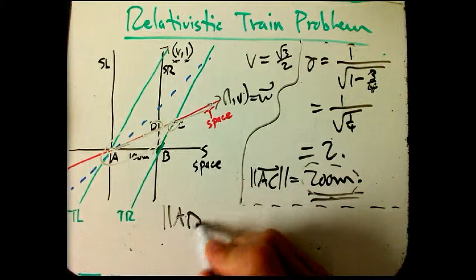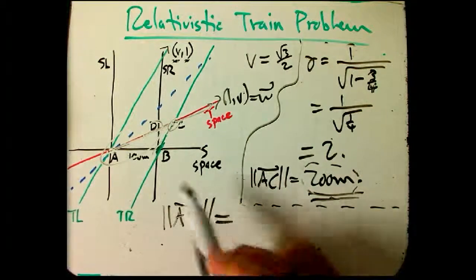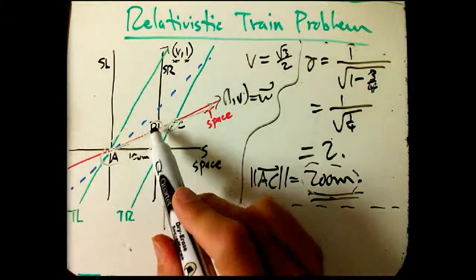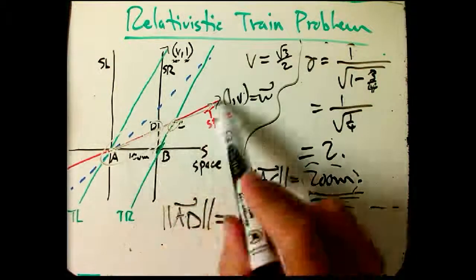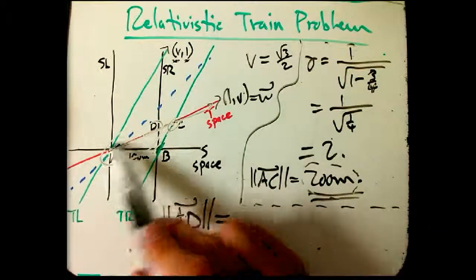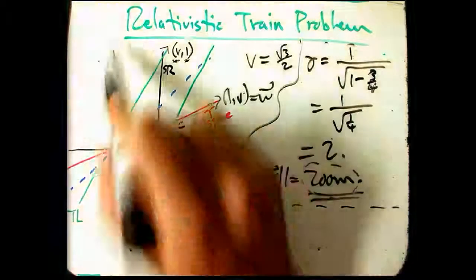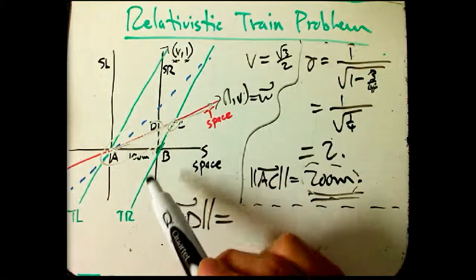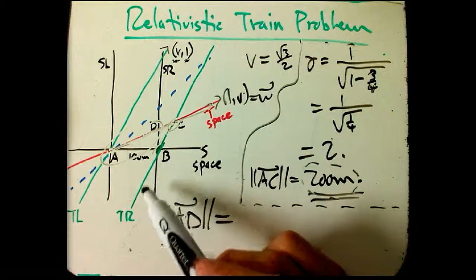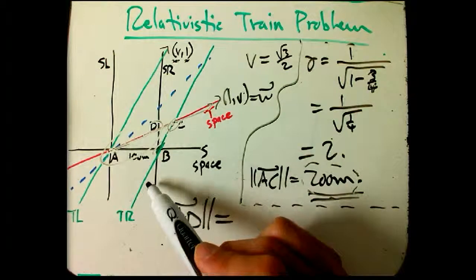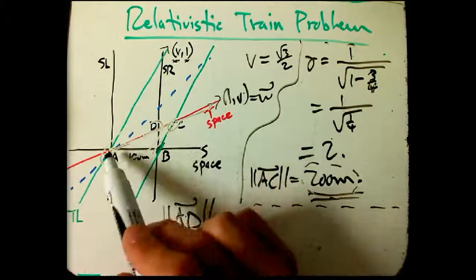Let's finish up by looking at AD. That is another incorrect measurement. That would be if the train conductor uses his notion of simultaneity to measure the length of the station. And that's just as bad as the train conductor's mistake when he thought that the train was 100 meters. And there is some symmetry here, and we'll see that.